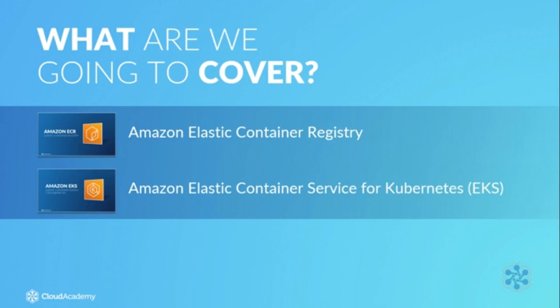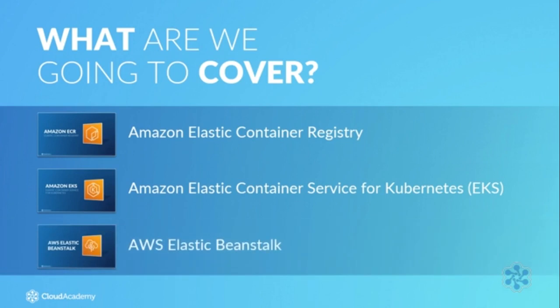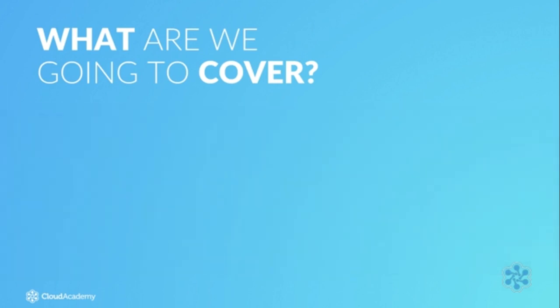Amazon Elastic Container Service for Kubernetes, EKS. Here I look at how EKS provides a managed service, allowing you to run Kubernetes across your AWS infrastructure without having to take care of running the Kubernetes control plane. AWS Elastic Beanstalk. This lecture will provide an overview of the service, showing how it's used to automatically deploy applications using EC2 and a number of other AWS services.